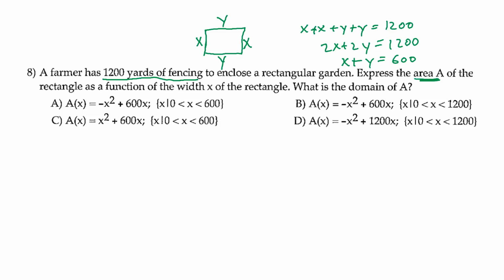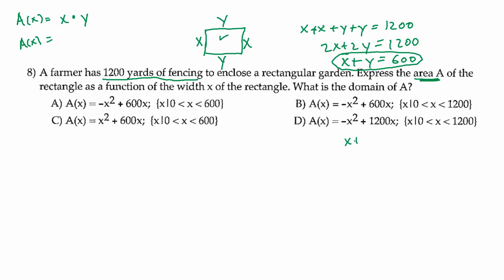The other thing they mention is they want us to express the area of the rectangle. So how would we do that? Well, the area of this rectangle here is going to be x times y. So we could leave it like that, but we want to express everything in terms of one variable. So what do we know that can help us? Well, we know x plus y is equal to 600.